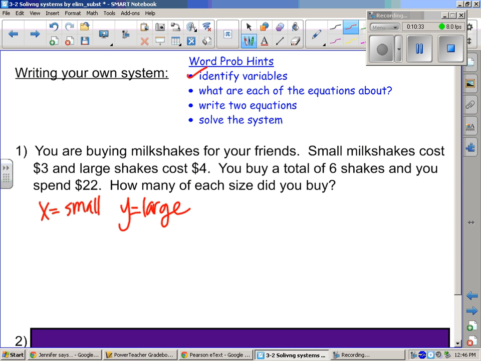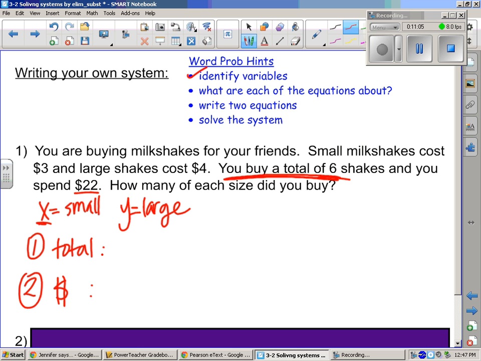Okay, next we want to decide what the equations are about. They're telling me some totals. They're telling me I have a total of 6 milkshakes and I spend a total of $22. So one equation is going to be about the total number and one equation is going to be about the total amount of money that I spent. So this total equation is kind of like a hidden equation because it doesn't tell us how much we're spending on each or anything like that. We just need to decide how would you come up with the total amount.